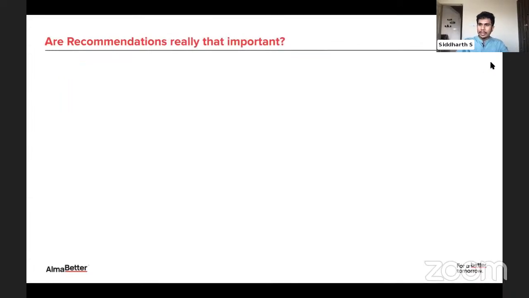So now, I think you have understood how the recommendations are happening and where the recommendations are happening, right? So the question is, are recommendations really that important? Okay, some people might say that even without recommendations, people will go and buy that product. They will probably search for the product and then they'll buy it.